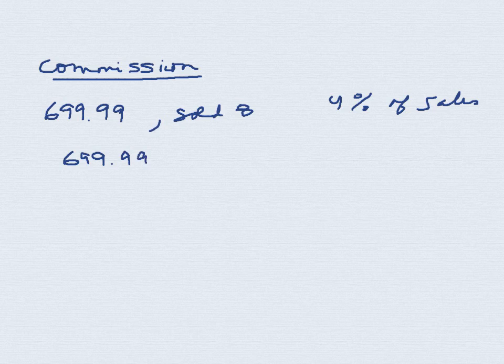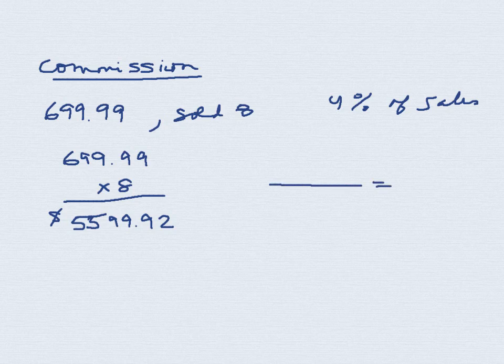So $699.99 times 8 is going to give us $5,599.92. That's the cost for selling 8 of those approximately $700 kits. He gets to keep 4% of that. So our job is to figure out what 4% of that value is.